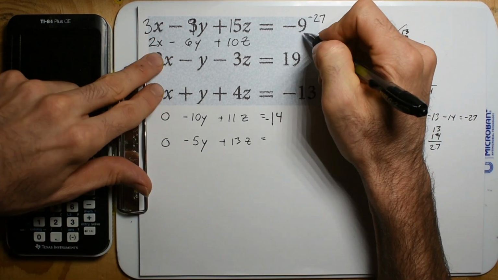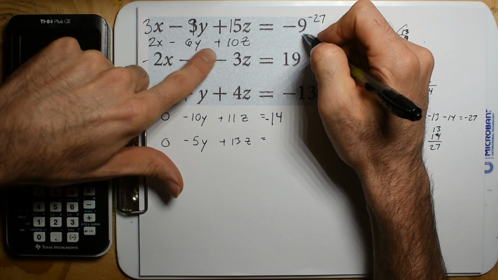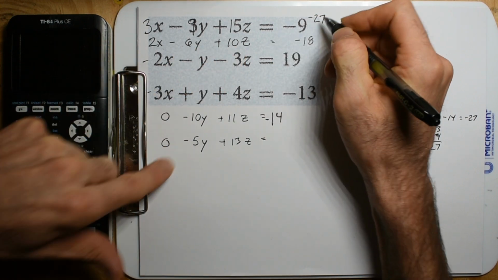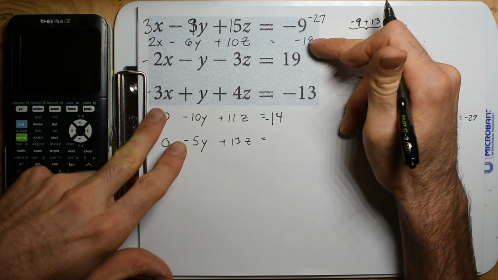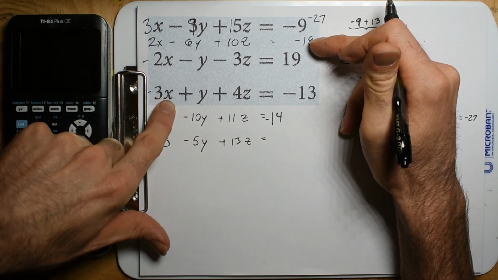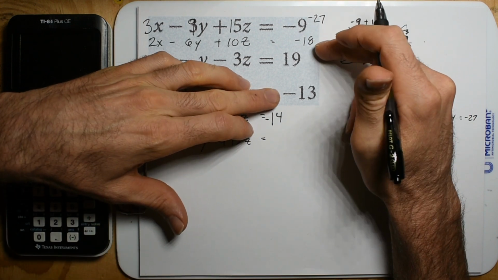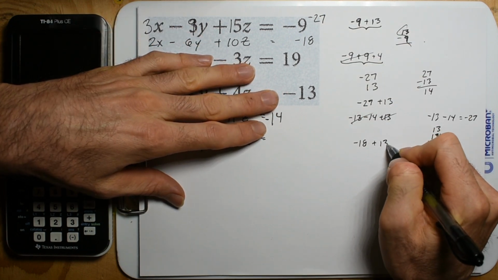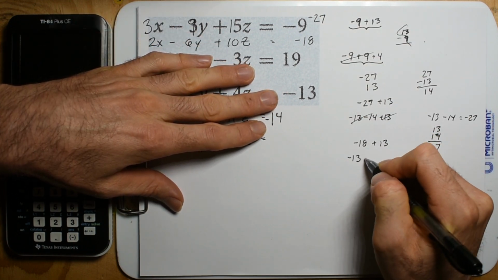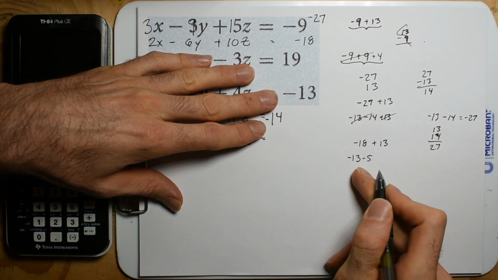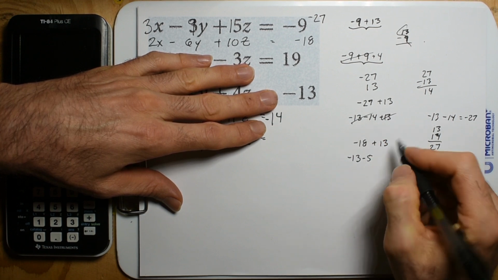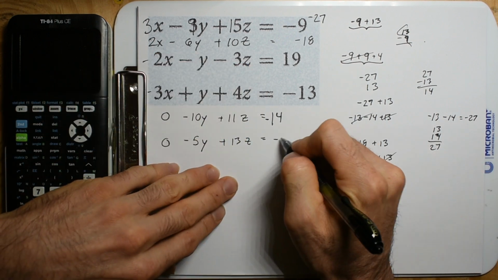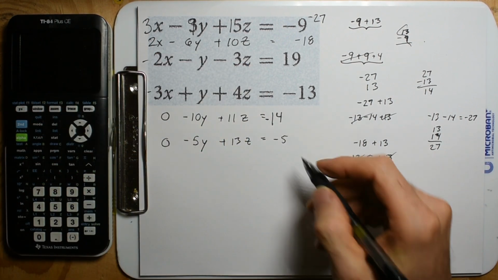This one becomes 2x minus 6y plus 10z is equal to negative 18. And then we're going to have negative 18 plus 13. I don't know why I'm so bad at this, but is that right? Negative 13 minus 5 is negative 18. I see that. Plus 13. And then we got negative 5. I like my new method on that.